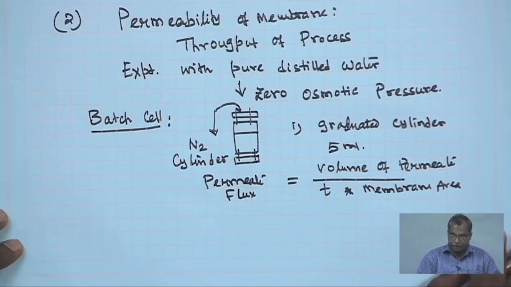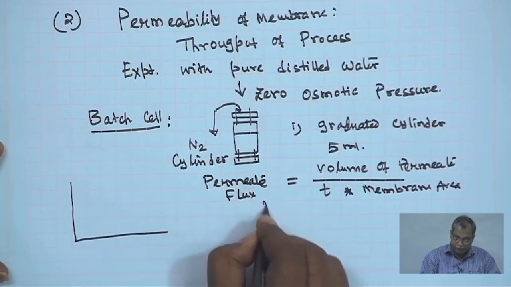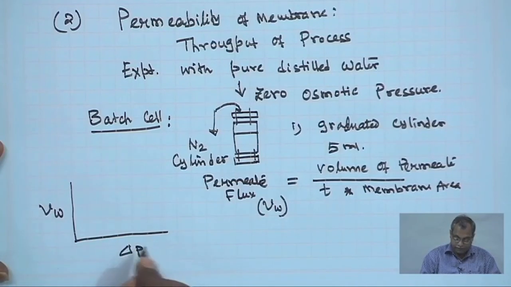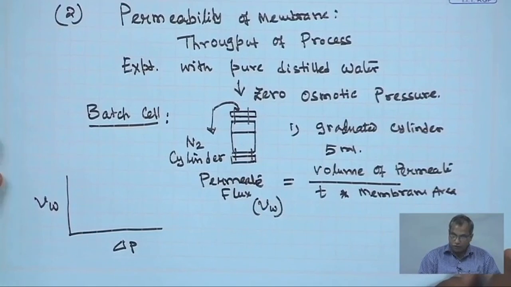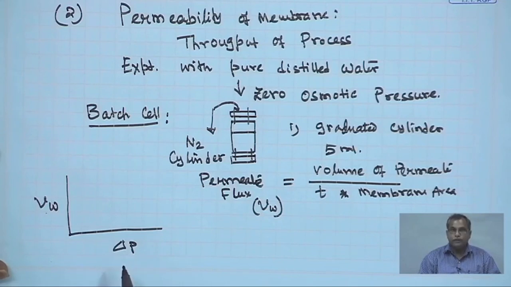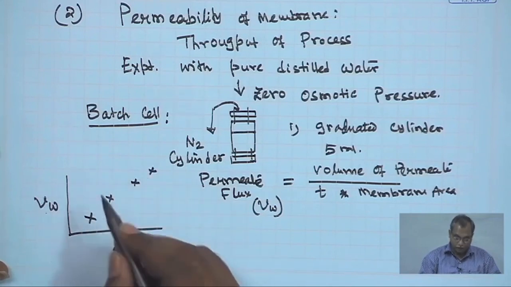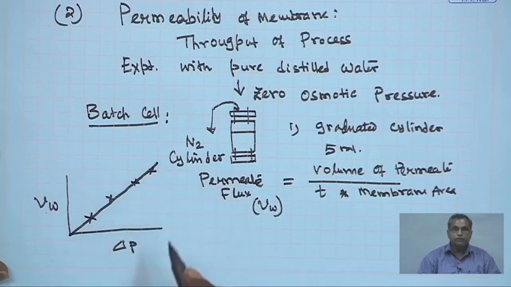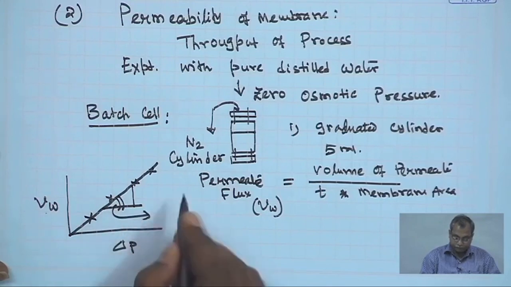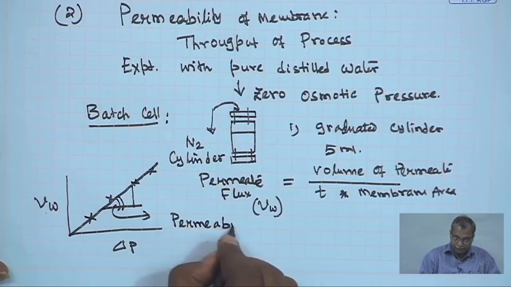We measure the permeate flux at different transmembrane pressure drops and then plot it. Typically, the permeate flux is denoted by the symbol J w, and we plot J w versus delta P. Since we are talking about water, its osmotic pressure is low. Therefore, the permeate flux as a function of delta P will be a straight line through the origin. So we get data something like this for different pressure drops, and then we fit a straight line through them through the origin. The slope of this line gives the permeability, which is typically denoted by the symbol L P.